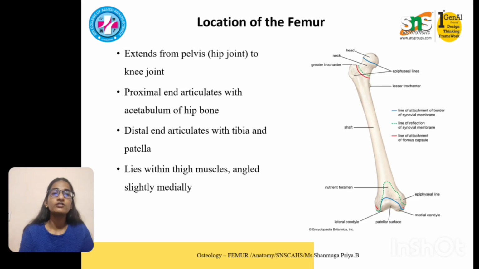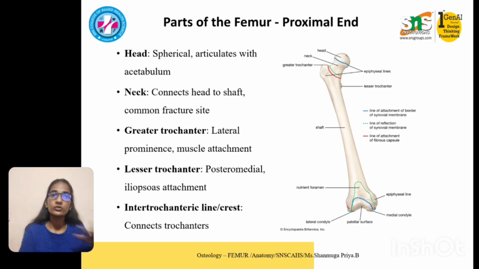So the parts of the femur, we are just going to deal with the proximal end. At the proximal end, the head is spherical and it articulates with the acetabulum. The neck connects the head to the shaft and is a common site for fractures, especially in the elderly. The greater trochanter is a lateral prominence for muscle attachments, and the lesser trochanter is posteromedial, attaching to the iliopsoas. The intertrochanteric line is anterior and the crest is posterior, connecting the trochanters.